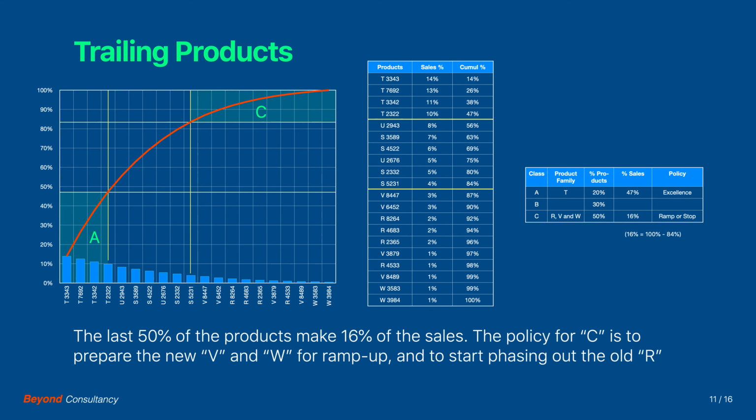We now turn our attention to the last 50% of the products. They make 16% of the sales and form the C class. This class contains the most recent as well as the oldest products. The policy is to prepare the recent V and W families for volume ramp-up. On the other hand, the oldest R needs to be phased out proactively to eliminate future product diversity costs.